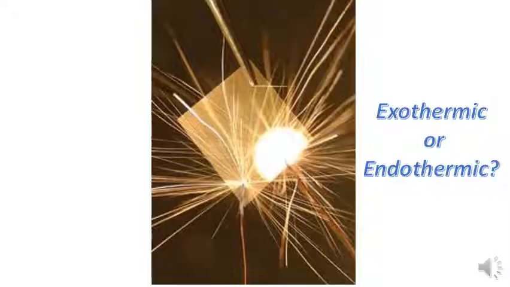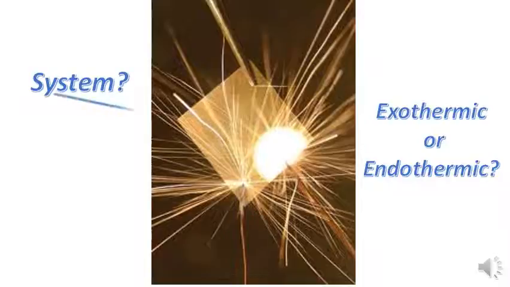Is this exothermic or endothermic? Well, in order to decide that, first we have to identify our system. And our system in this case is the piece of metal. So is this piece of metal losing or gaining heat energy? Well, it looks to me like it's losing heat energy. It's putting heat energy out. So the internal energy of the system is going down. This process is exothermic.